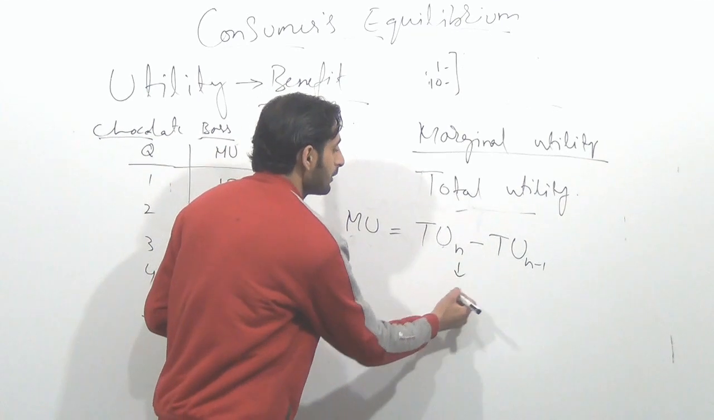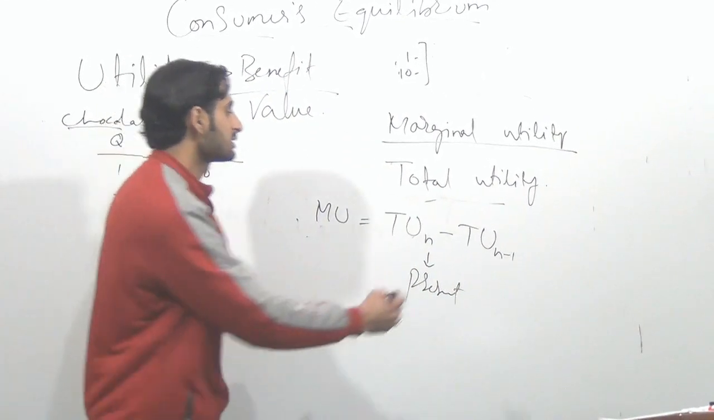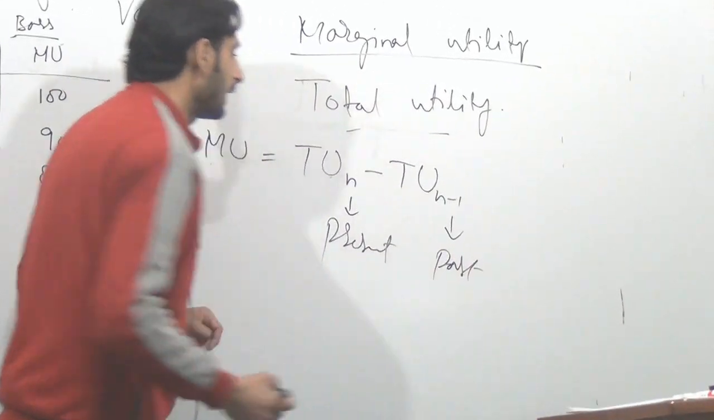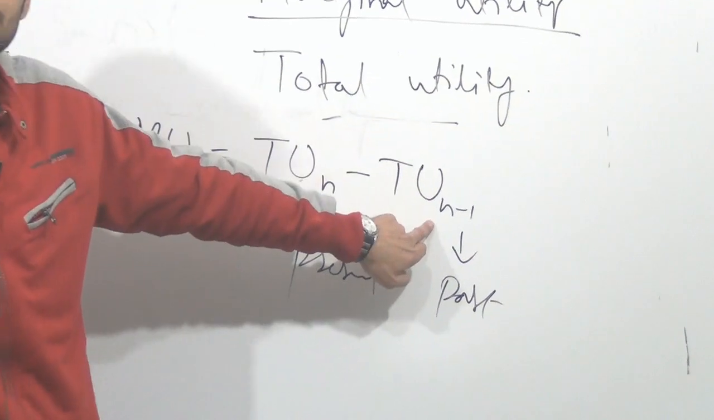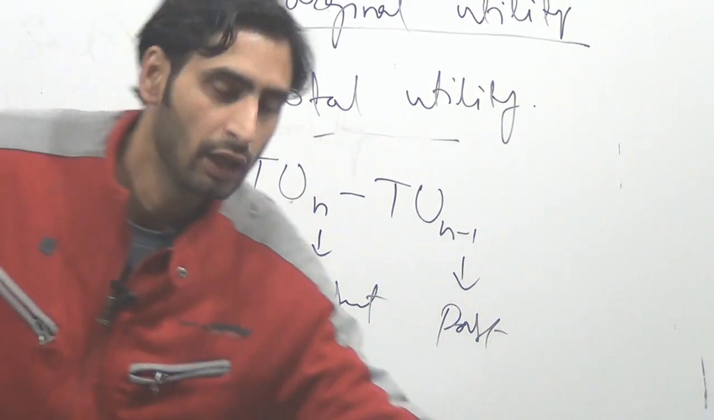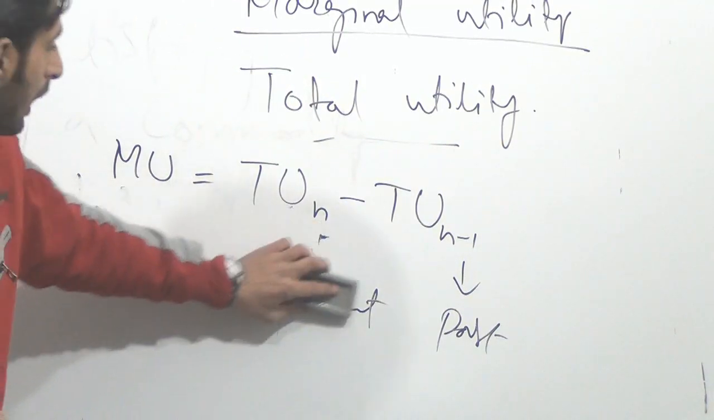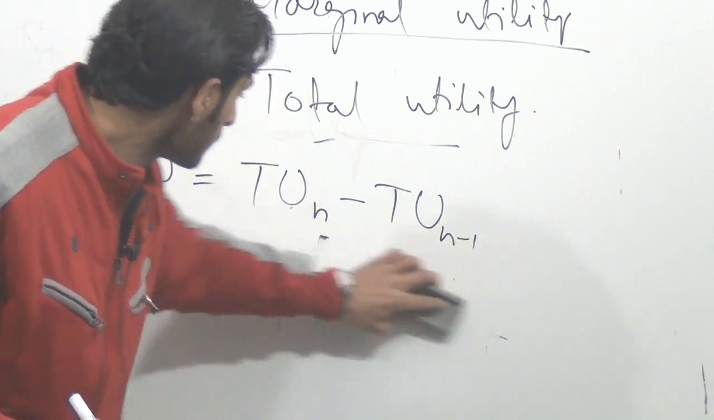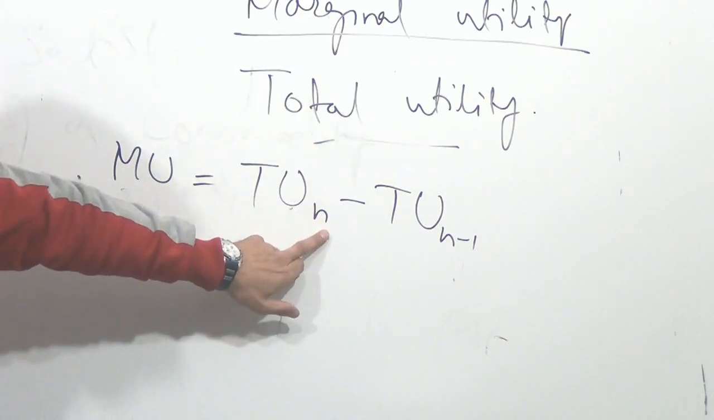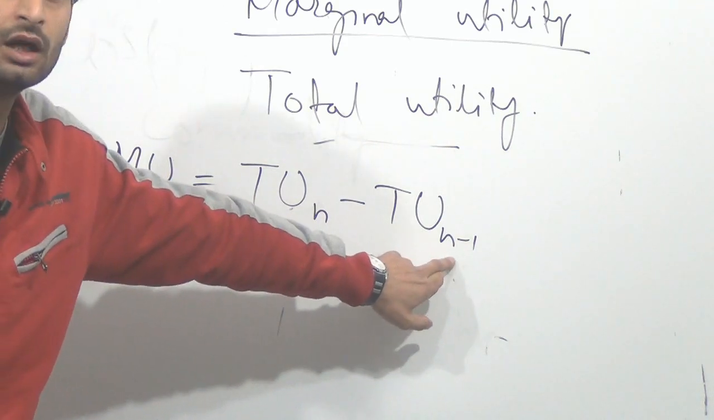This n will represent the present consumption. This n minus 1 will represent the past consumption. That means n minus 1 is the past, and n is the present which we are going to talk about. So while talking about marginal utility, marginal utility is the total utility at n minus the total utility at n minus 1.